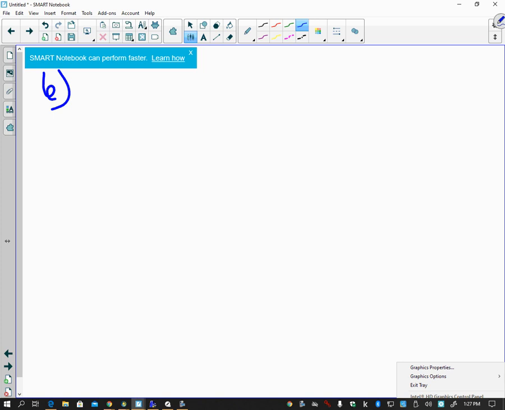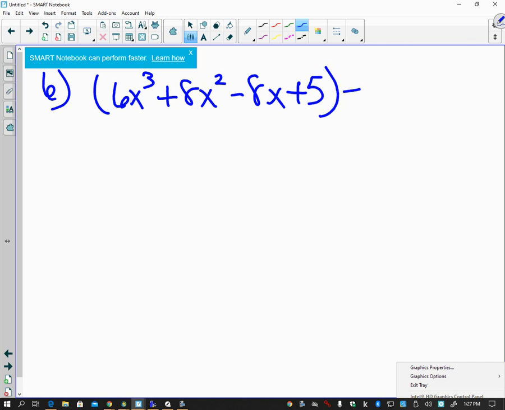Okay, similar circumstances, but different. All right, let's say we've got 6x cubed plus 8x squared minus 8x plus 5 minus 4x squared plus 8. Okay, so basically the very situation I was warning you about in the last question becomes a reality in this question. What do I need to do first?